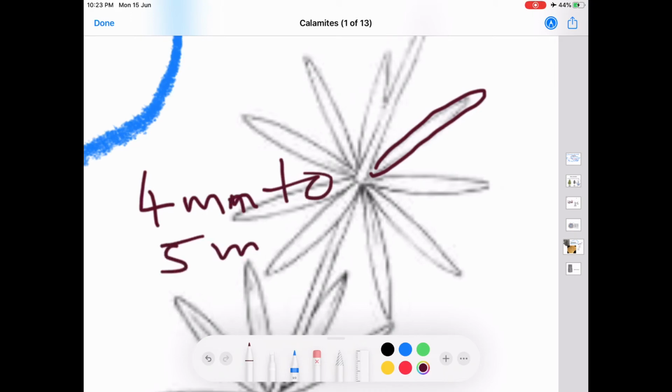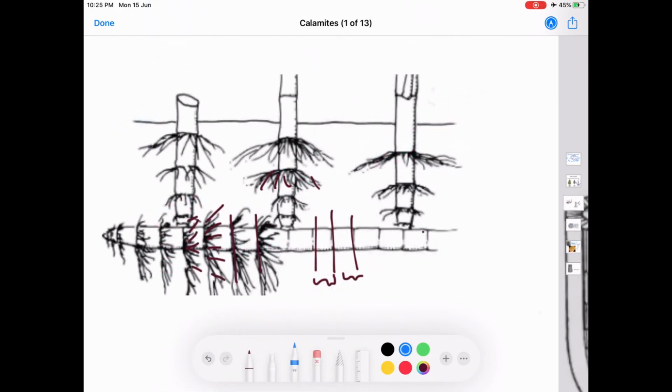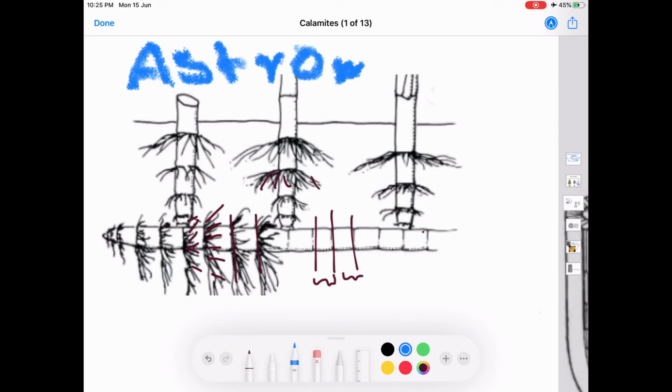The roots of Calamites are called Astromyelon, A-S-T-R-O-M-Y-E-L-O-N. Internally, they had a diarch or triarch xylem with a centripetal protoxylem. The cambium was present in the root but produced only a limited quantity of secondary wood.